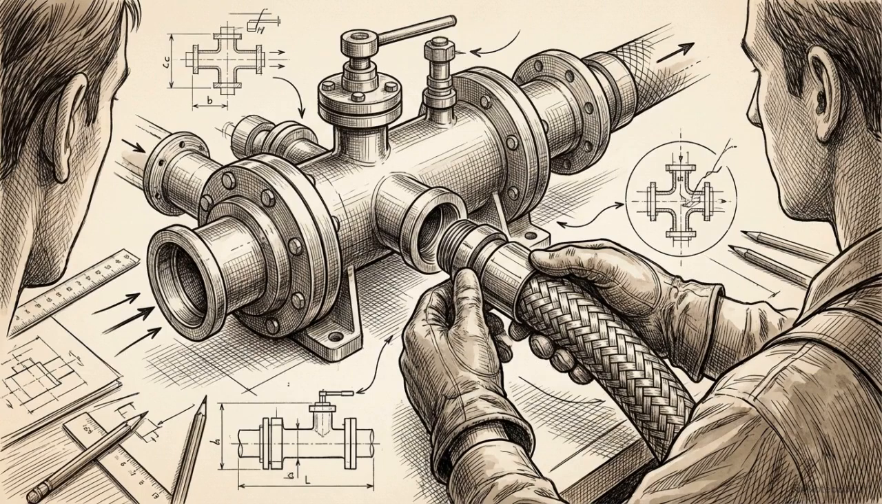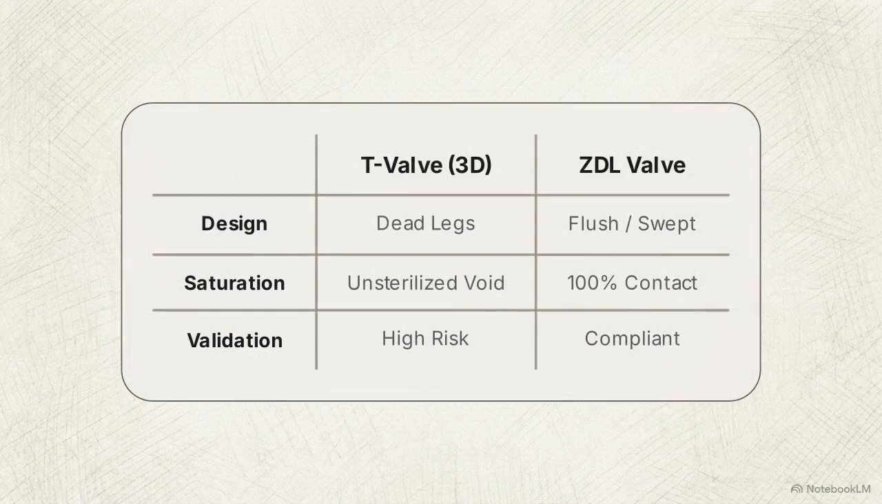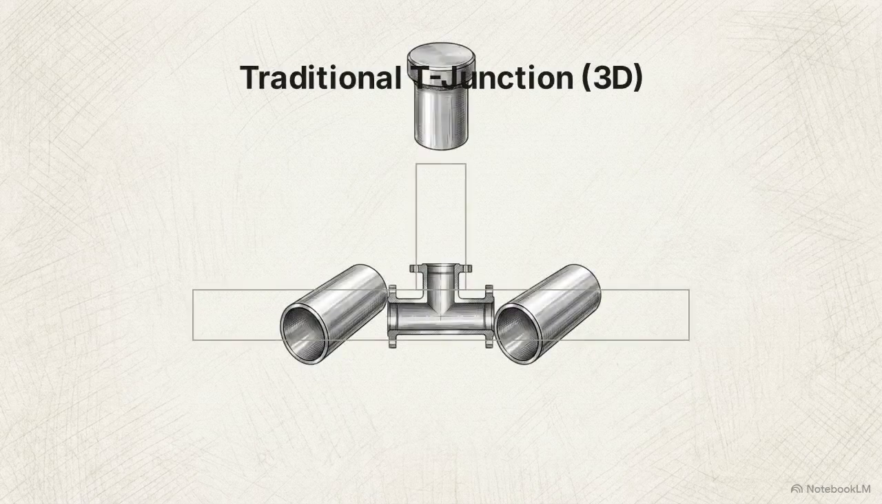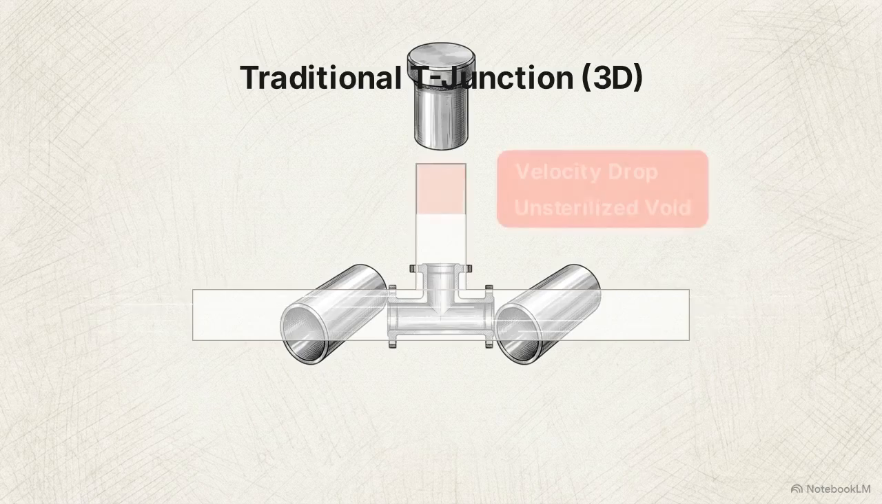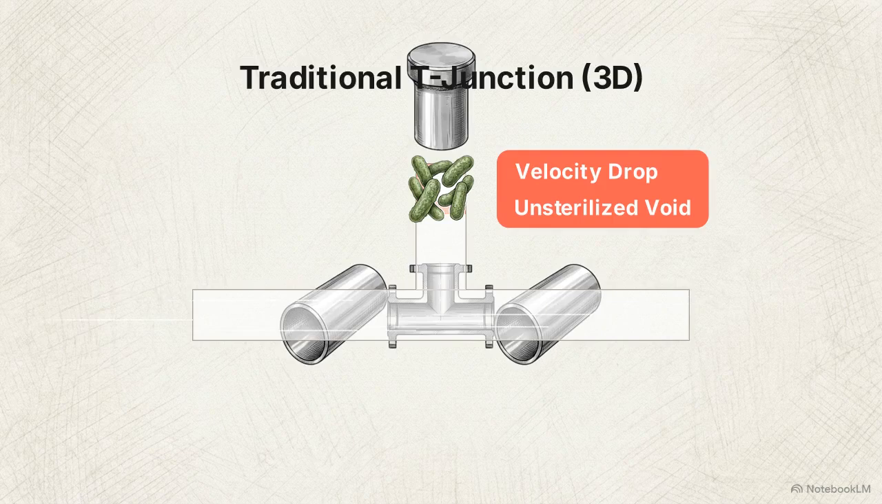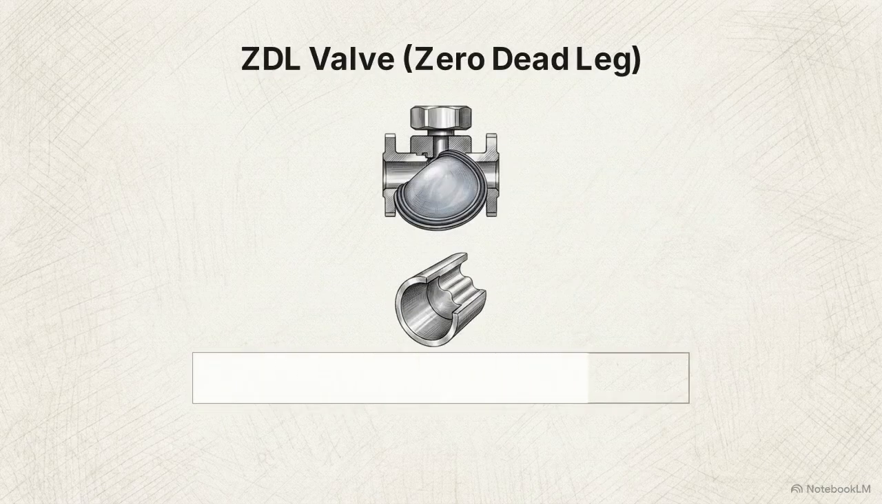This continuous flow geometry also dictates the success or failure of routine facility maintenance, specifically clean-in-place and steam-in-place cycles. This data table compares the sterilization efficacy of standard 3D T-valves against ZDL geometry. Standard dead legs are notoriously difficult to validate. When steam flows into a traditional T-valve, it fails to reach the very end of the closed branch, leaving an unsterilized void space. The lack of flow velocity inside the dead leg prevents the cleaning agents or high-temperature steam from fully penetrating the branch apex.